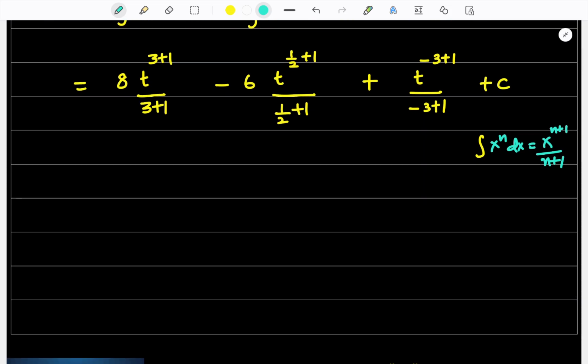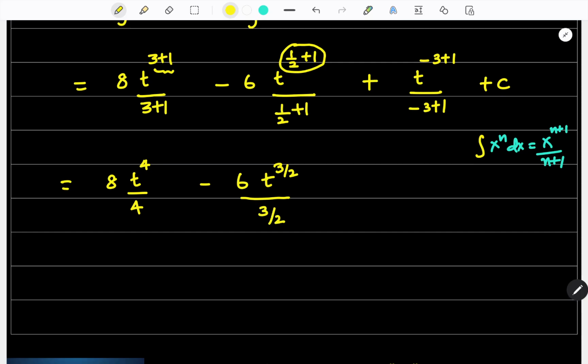Now we are going to simplify this result. How? This is equal to 8 t to the power of 3 plus 1, which is equal to 4 by 4 minus 6 times. You put this in the calculator, half plus 1. Half plus 1 is nothing but what? T to the power of 3 by 2 divided by the same 3 over 2.